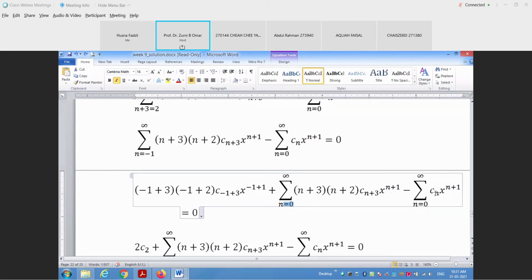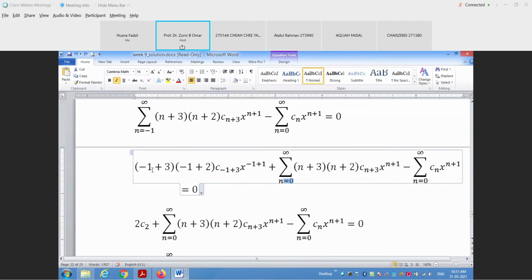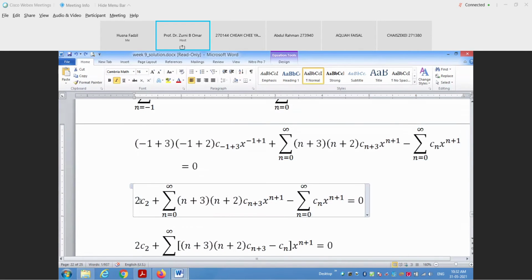Again, this remains unchanged. We simplify this. Minus 1 plus 3 is equal to 2, minus 1 plus 2 equal to 1, so 2 times 1 is equal to 2, and minus 1 plus 3 equal to 2. So this one will be C2. X power of minus 1 plus 1 will be x power of 0, which is equal to 1. Again, we will get 2C2 there. But the terms inside the summations are not the same anymore.